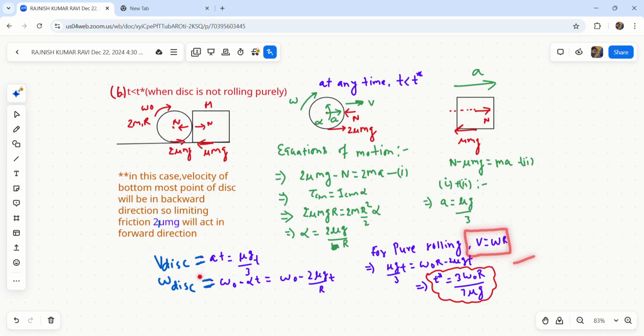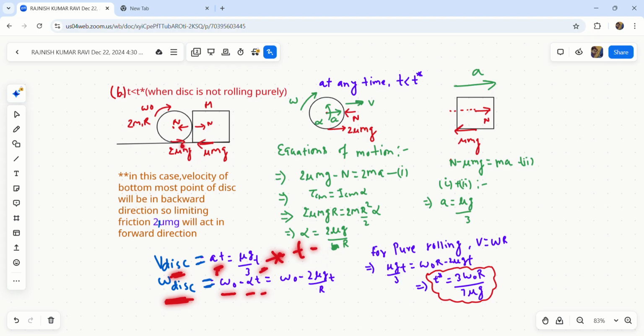At any general time t, the velocity of the disk can be calculated. Since initially the disk was moving with 0 speed, so u plus at, simply the velocity of the disk will be at. a will be mu g by 3, so the velocity is mu g by 3 into t at any general time t. Similarly, we can find the omega of the disk as omega naught minus alpha t.